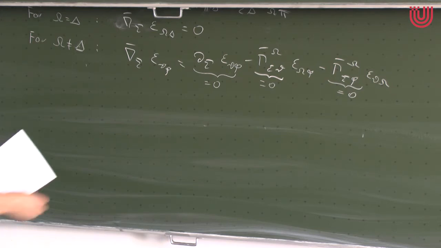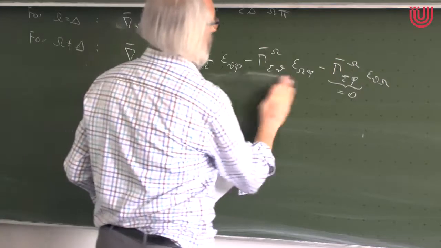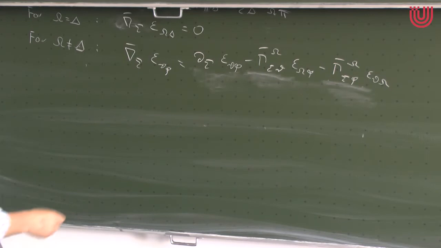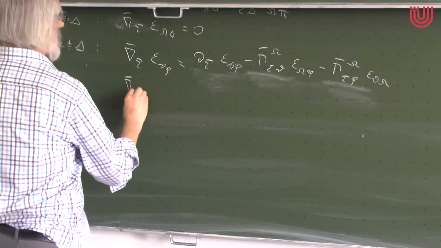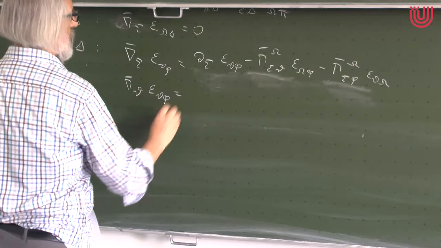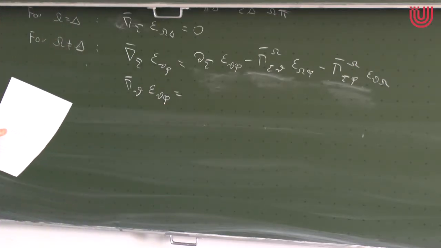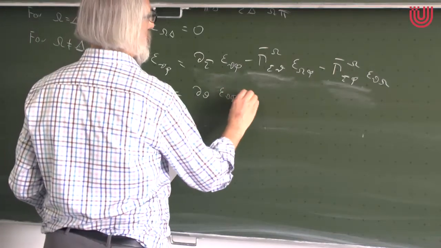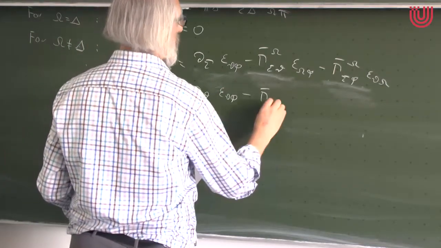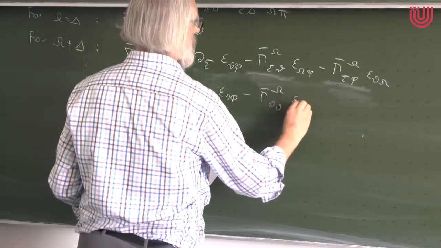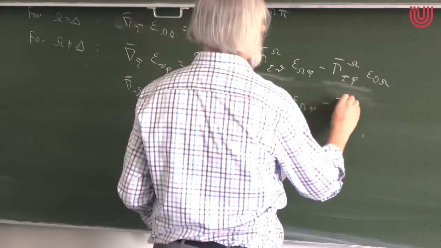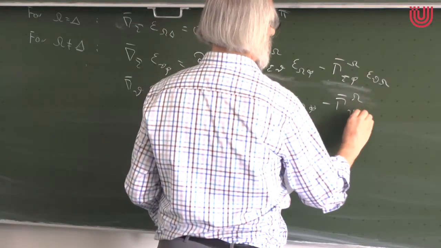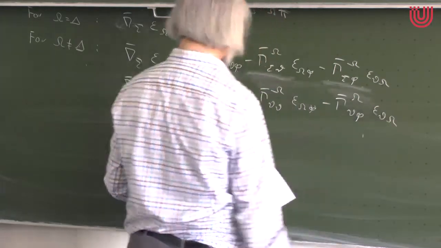Also, the partial derivative is, let me see. No, sorry, this is wrong what I've said. Slowly. So let me do this. I have to do it separately, sorry. So nabla bar theta epsilon theta phi is the following. This is the theta epsilon theta phi, minus gamma bar theta omega epsilon omega phi, minus gamma bar omega theta phi epsilon theta omega.